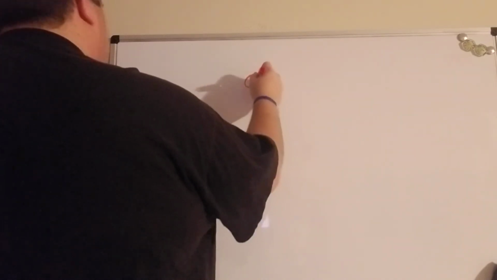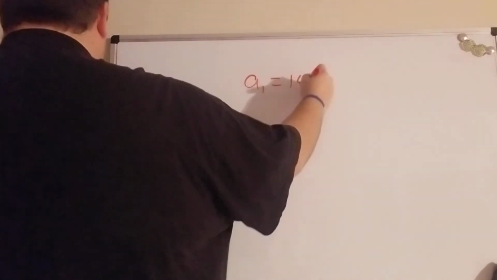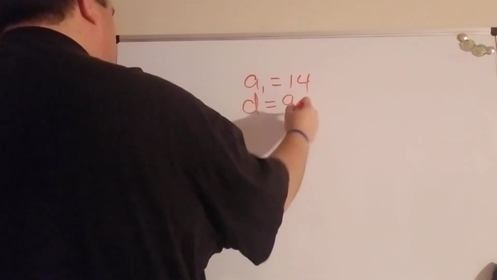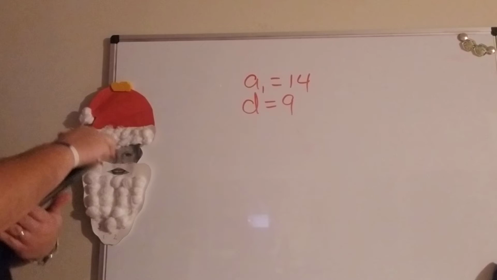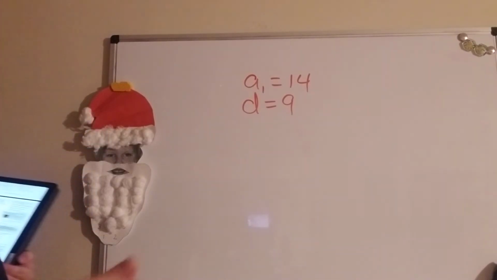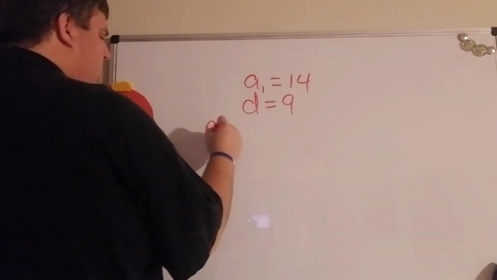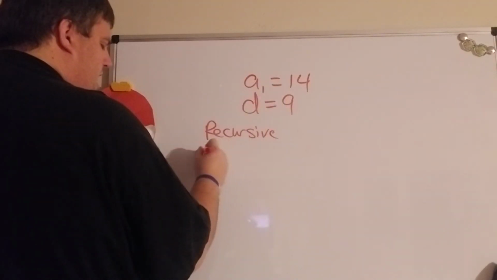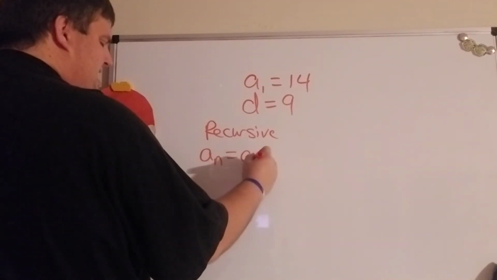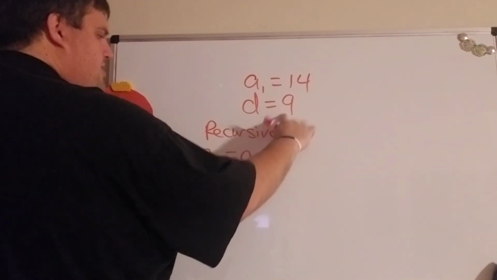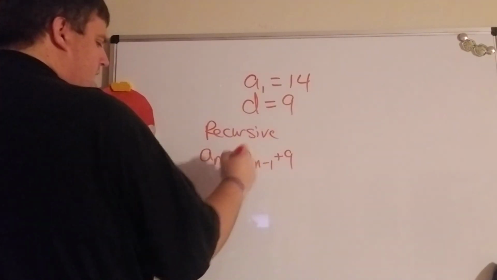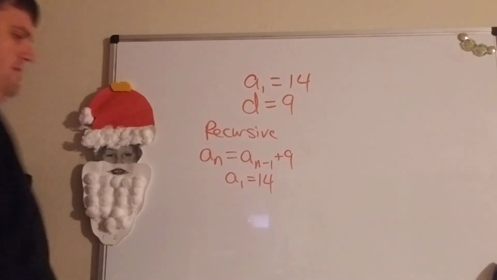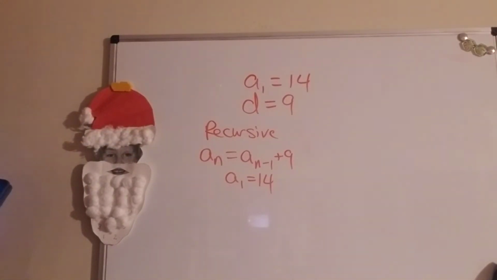So the first pizza delivered is 14 bucks. Everyone after that is $9 more. So that's my common difference, is 9. And then I know the first one. So recursive, I'm going to go a sub n equals a sub n minus 1 plus 9. And then make sure you define a sub 1 equals 14, so you know where to start.